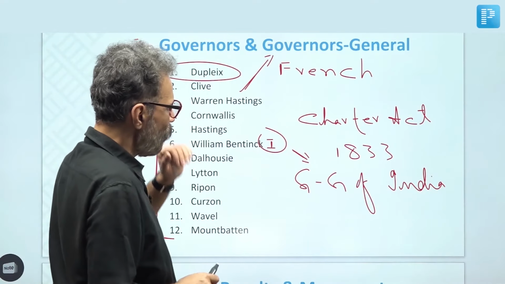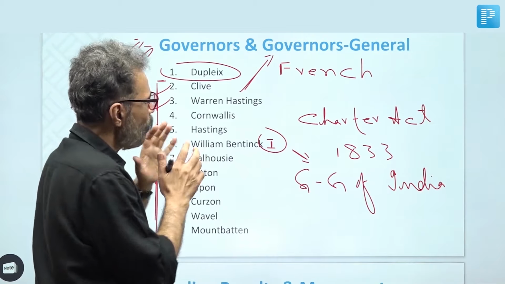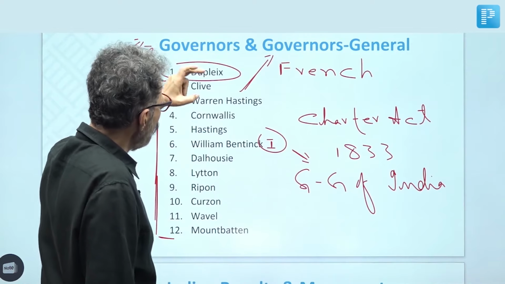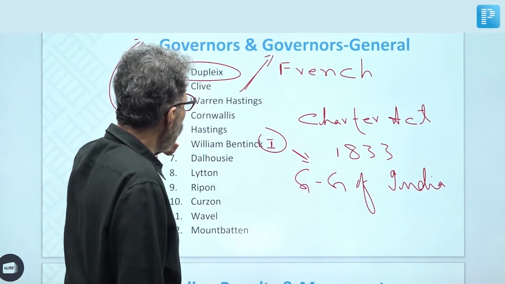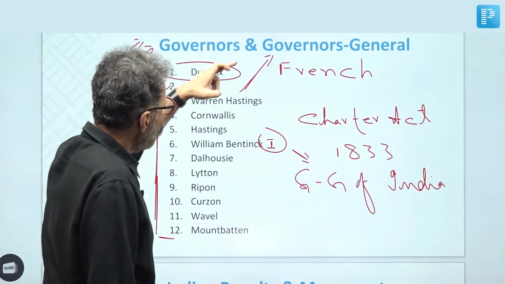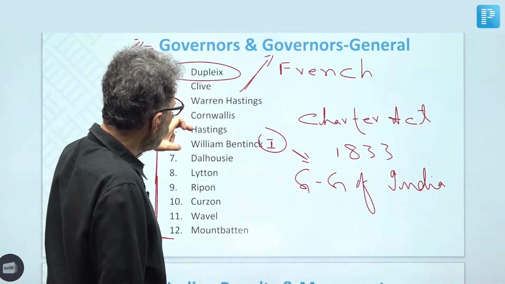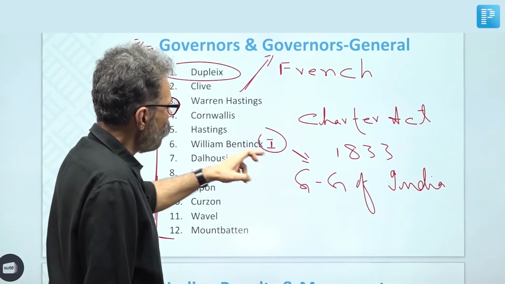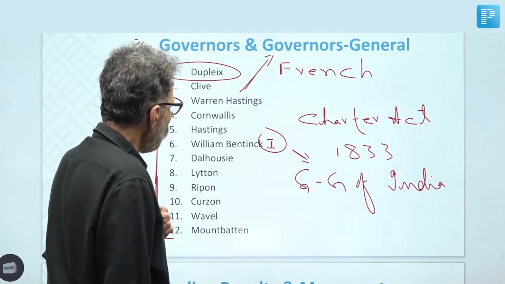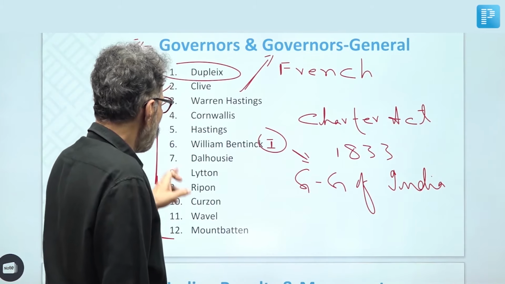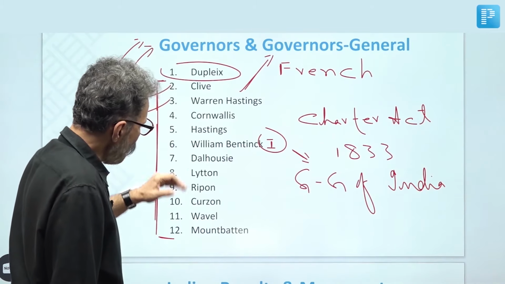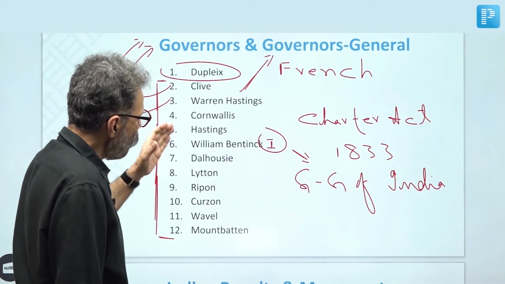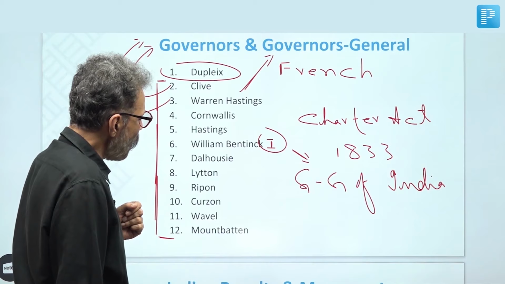Through this brief information, the concept becomes even more clear. Now you understand that Warren Hastings was the first Governor General of Bengal. Cornwallis was Governor General of Bengal. Hastings, Governor General of Bengal. But William Bentinck was the first Governor General of India. And from Dalhousie onwards, that is Dalhousie, Lytton, Ripon, Curzon, Wavell and Mountbatten, they were all Governor Generals of India.